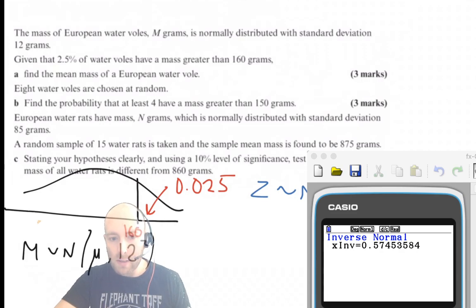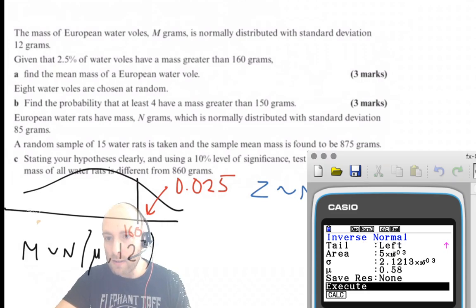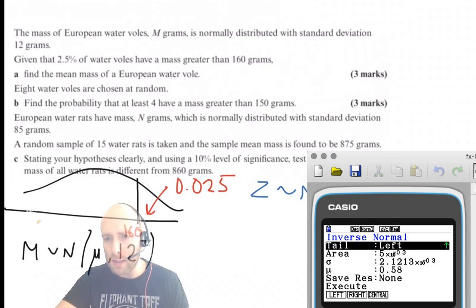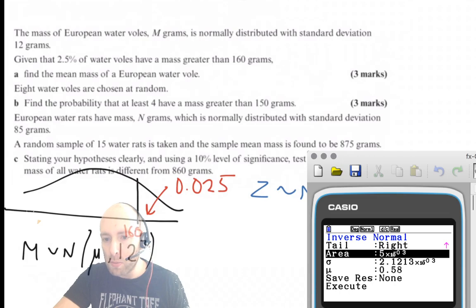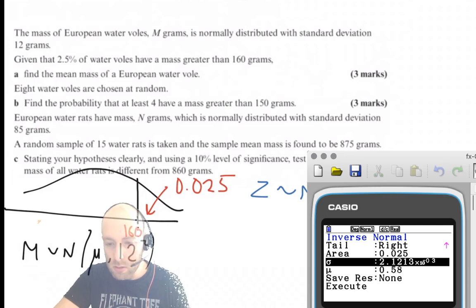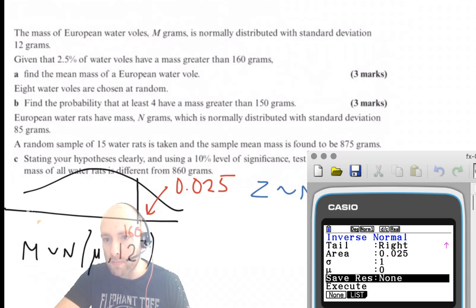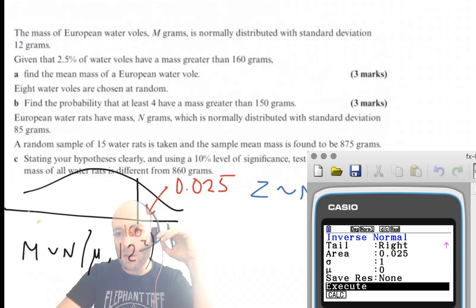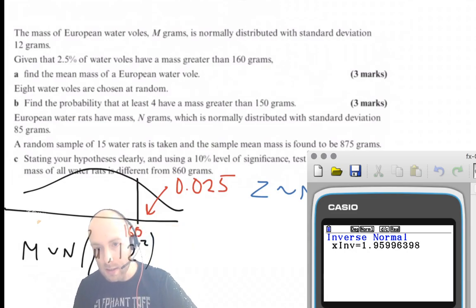With the calculator, we'll put in our probability. So we're using inverse normal again. My tail is to the right this time. So if you are using the ClassWiz, you'll need to do 1 minus the probability. Area 0.025, and sigma was 1, the mean was 0, because we're using our standard distribution. You need to use a standard distribution whenever you're trying to find mu or sigma. So hit execute, and I get Z is 1.9, let's call it 1.96.